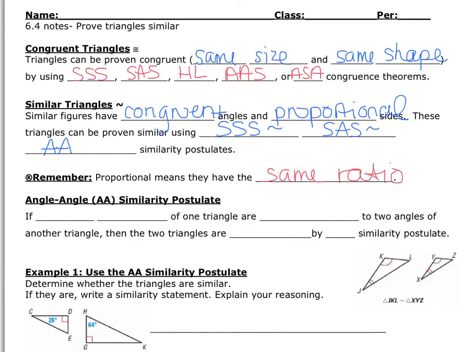In angle-angle, if 2 angles of one triangle are congruent to 2 angles of another triangle, then the triangles are similar by the angle-angle similarity postulate. And remember again, the symbol we use for similar is just the tilde.